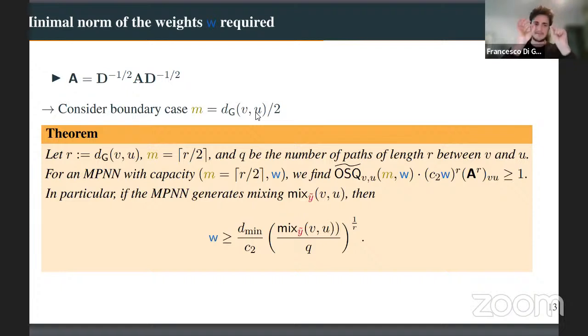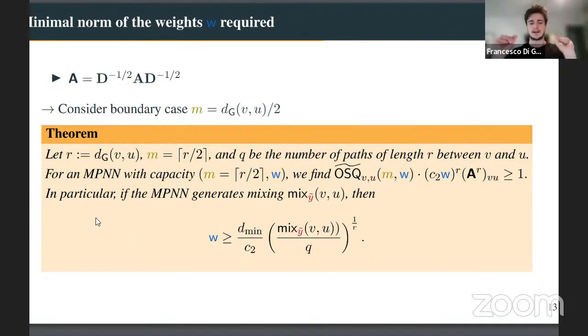Now, if we fix the depth to be at this boundary case, we can show that a necessary condition for the MPNN to generate a certain level of mixing, which I've written down here, between V and U is that the maximal norm of the weights has to grow with the minimal degree of the graph. Here C2, remember, is just a constant coming from the architecture and the derivatives. For example, for GCN or GIN, C2 would just be 1, so you can ignore it.